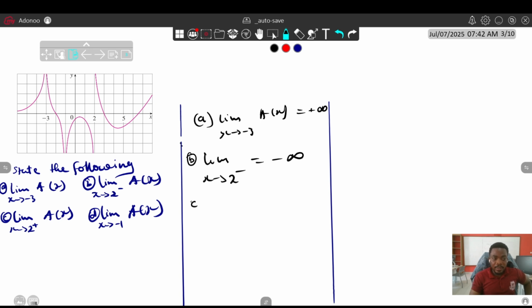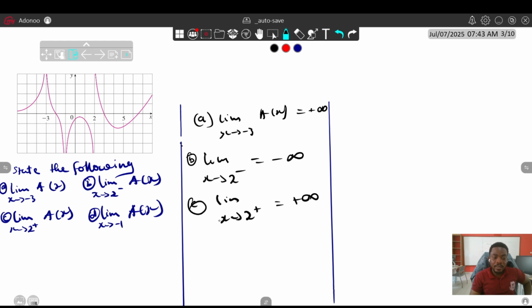Let's look at the third one. The third one says as x approaches 2 from the right. So from the right, which curve is on the immediate right? It is this curve. Okay, and as we are approaching positive 2 from the right, the values keep going up and up and up without bound. So from the right, we have the limit as x approaches 2 from the right equals positive infinity.